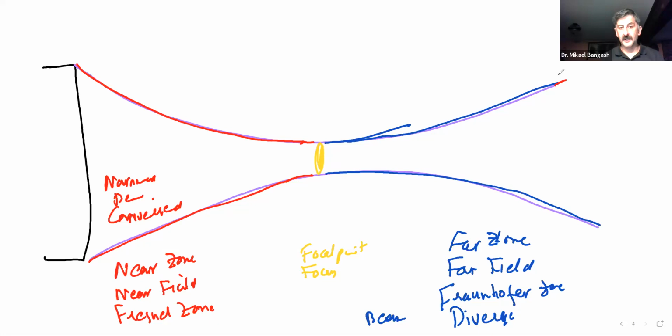So what we actually see happens here is that as we go further and further, the beam diverges more and more. That is going to cause an increasing decrease in the intensity. The intensity keeps on decreasing.